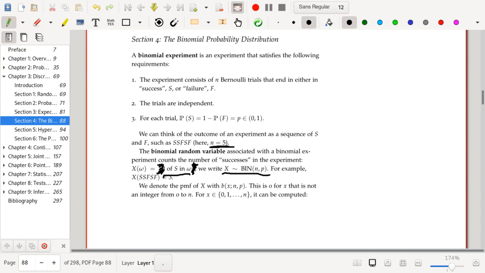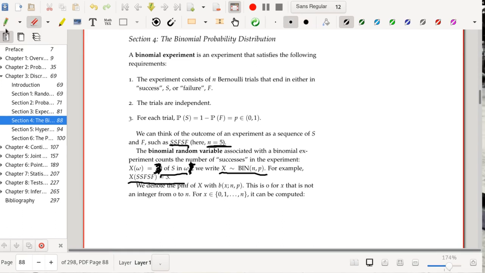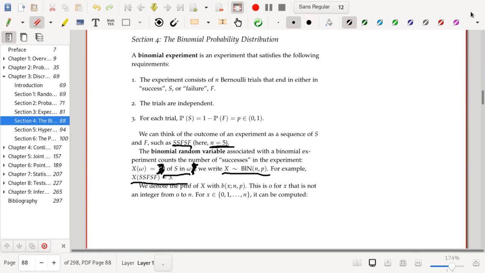For example, given that sequence of S's and F's that we saw before, the binomial random variable would evaluate to 3. We denote the probability mass function of X with lowercase b, although that's more notation for this class. I don't really see the notations that we use in this class elsewhere, because people know what they're talking about when reading papers, so they don't bother to come up with some special notation for it. Anyway, here we have the probability mass function for binomial random variables.